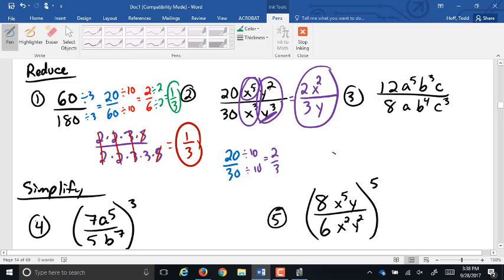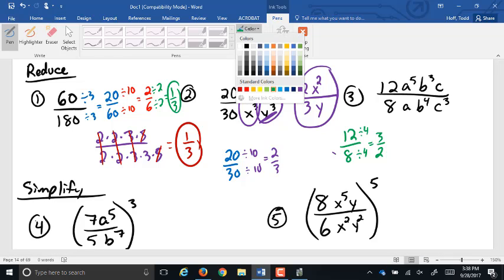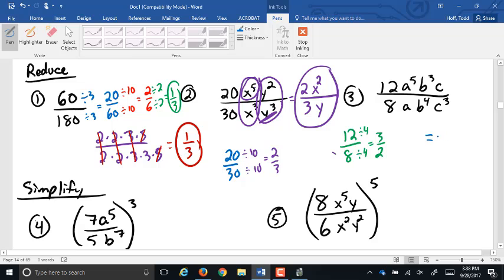Okay. Number 3 then. We go to reduce the number. We do have to be very careful here. We have that 12 over 8. Both of those can be divided by 4. Gives me 3 over 2. It is really, really tempting to try to split that into 1 and 1/2. We can't do that. Why can't we do that? Because we have the variables. We don't know what value those variables have, so we don't know if this is an improper fraction or not. So we've got the 3 over 2.